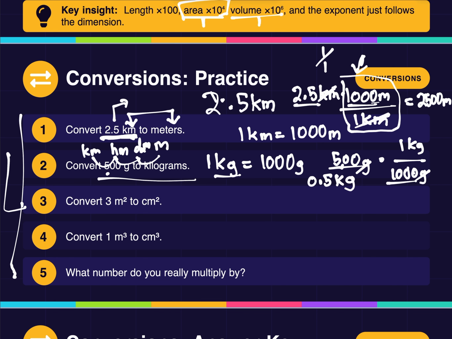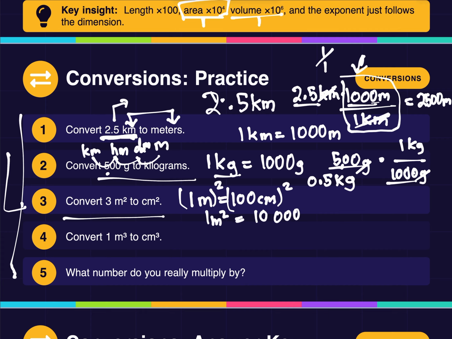Not too bad. Now here we have meters squared, right? Which would just be 1 meter is equal to 100 centimeters. I squared this. 1 meter squared is equal to 10,000 centimeters squared. So then 3 meters squared would just be 3 times this, because you multiply both sides by 3. It becomes 30,000 centimeters squared. Or you could use the fraction ratio like I did. Either way does work.